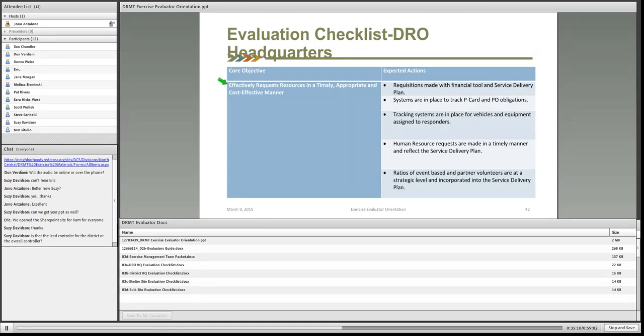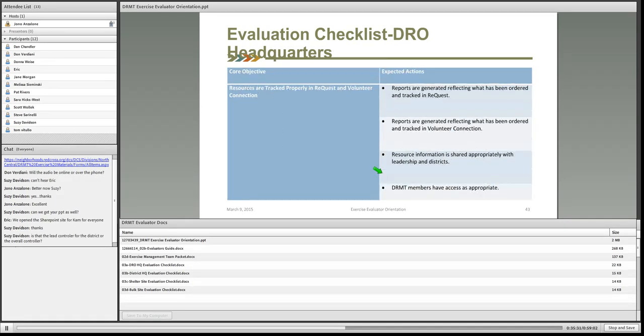Effectively request resources in a timely manner. Pretty simple. When we look at requisitions, all the logistical components for both staff and stuff. Ratio of event-based and partner volunteers being looked at at a strategic level. It's a great way to examine our tendencies to want to deploy, especially service associates.